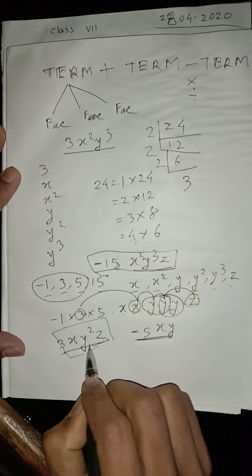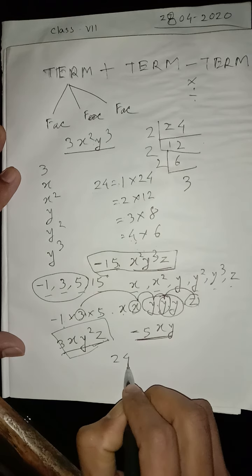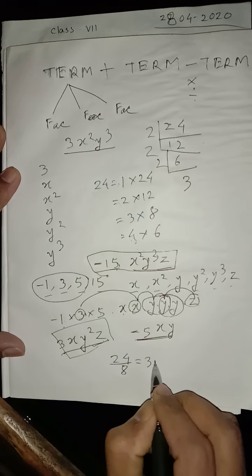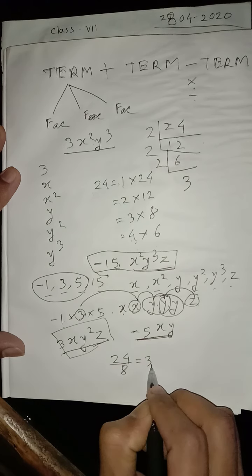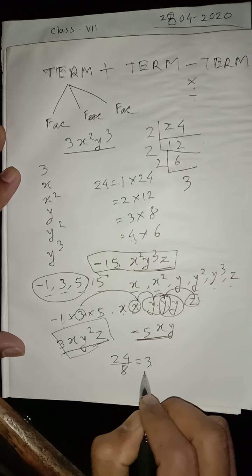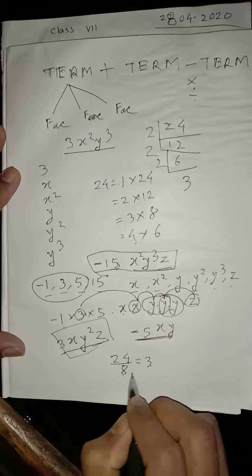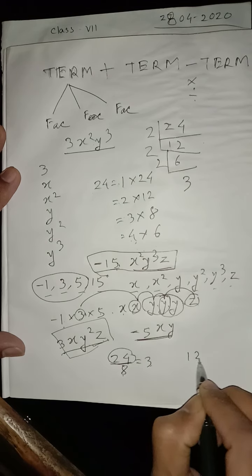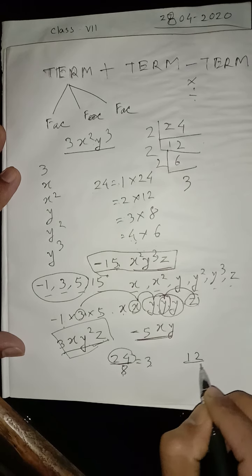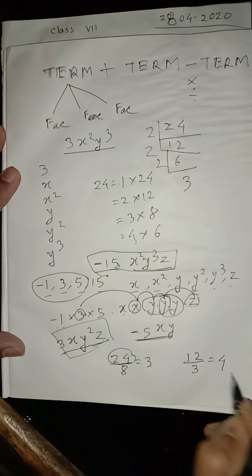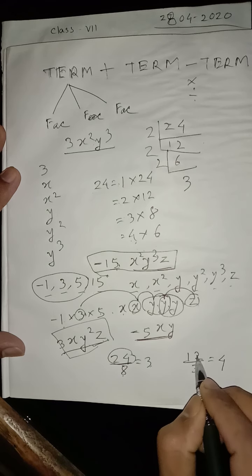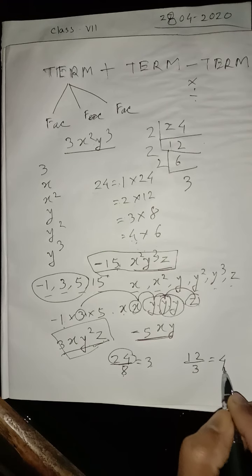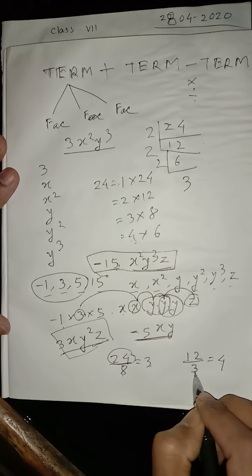As for example, 24. If we divide 24 by 8, what will we get? We will get 3. That means 3 is the coefficient of 8 and 8 is the coefficient of 3 in case of 24, but not in case of 12. In case of 12, if we divide by 3, then we will get 4. That means in case of 12, 3 is the coefficient of 4 and 4 is the coefficient of 3.